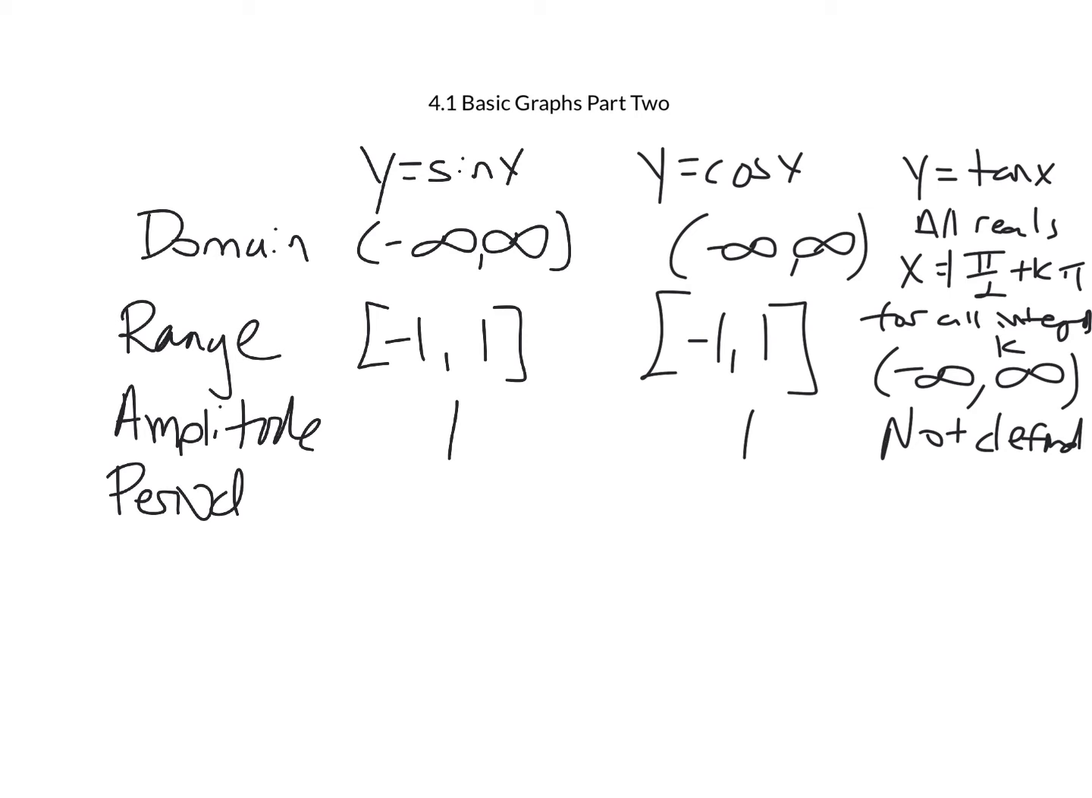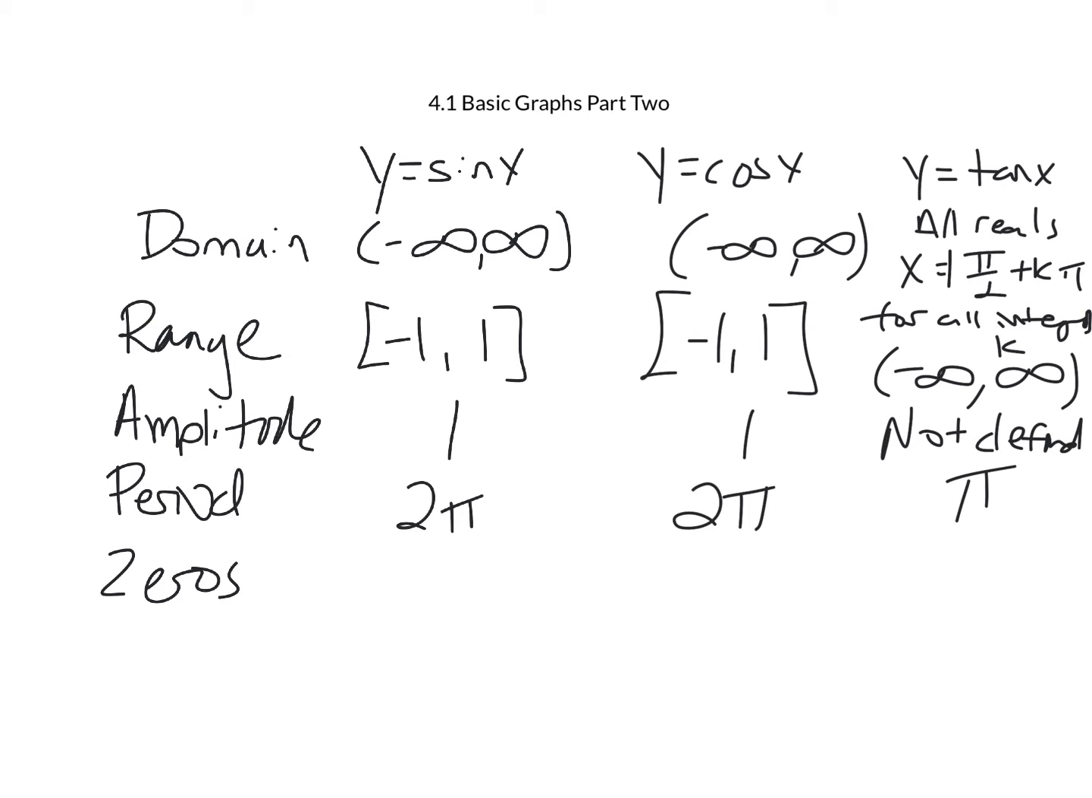Next, we've got period. Period for sine and cosine is 2 pi. And for tangent is pi. The distance in between the asymptotes, rather, is always going to be pi. Zeros.